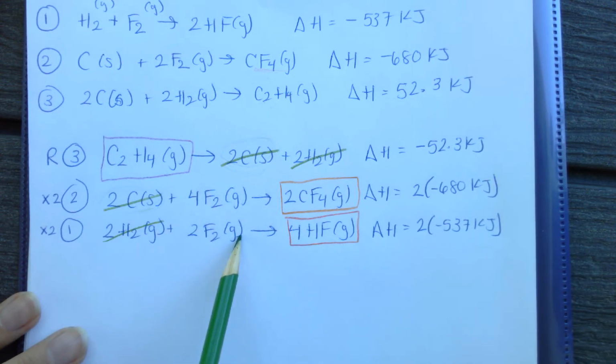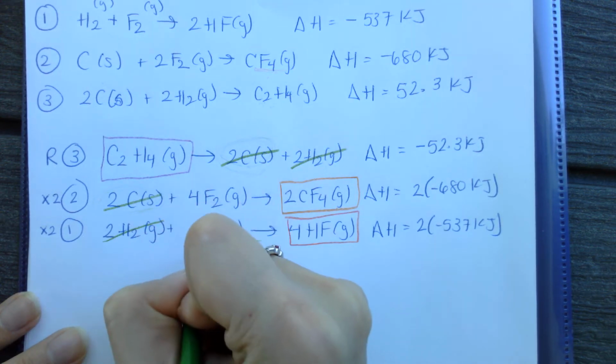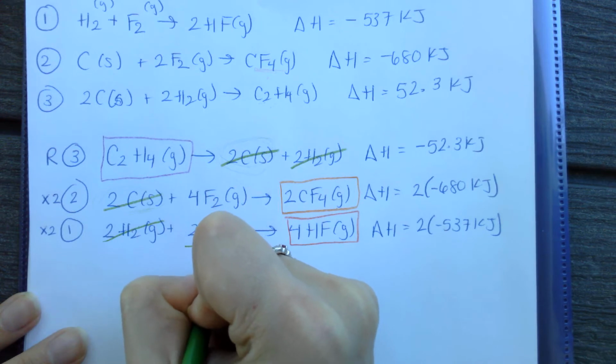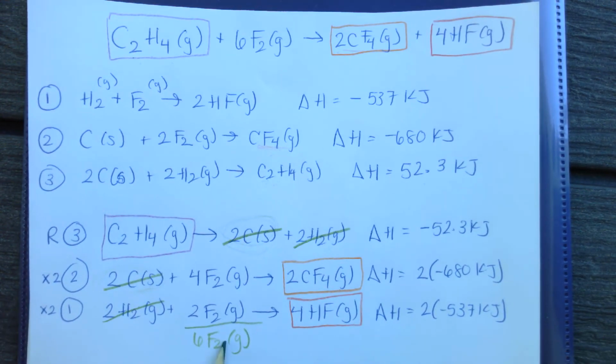For my fluorines, they're on the same side. They don't cancel each other out. They're going to add together. So 4 plus 2, this tells me I have 6 F2 gas. So if we look up at our original reaction, that 6F2 is what we needed to happen here.